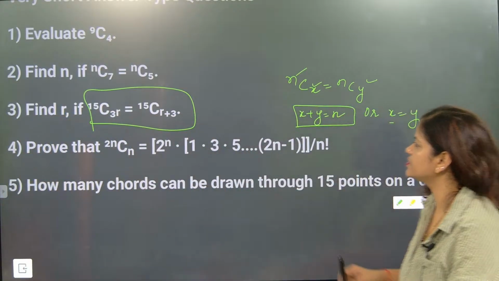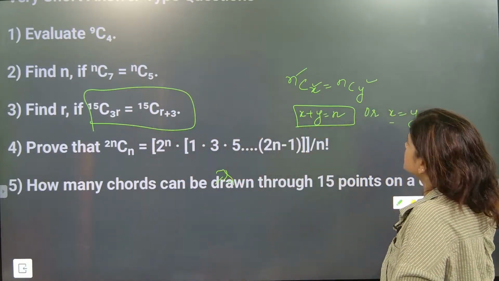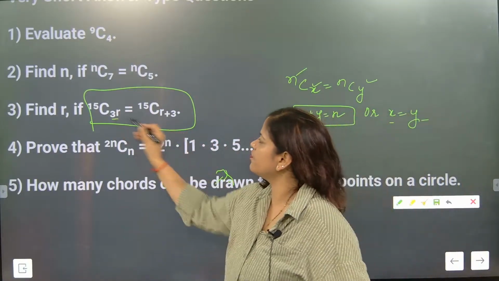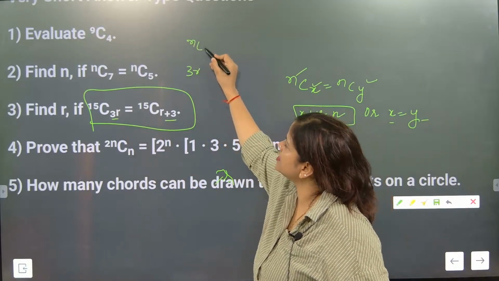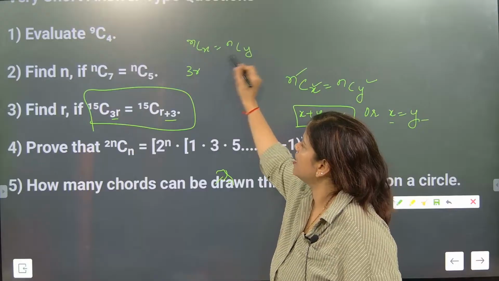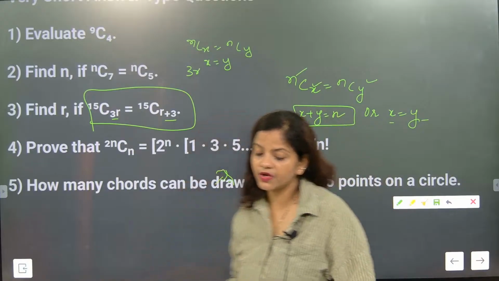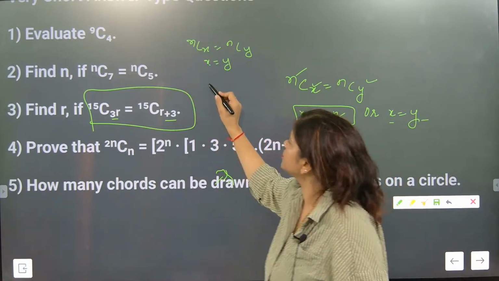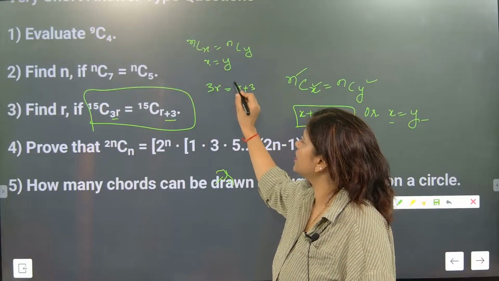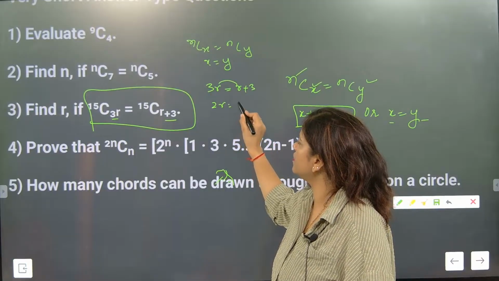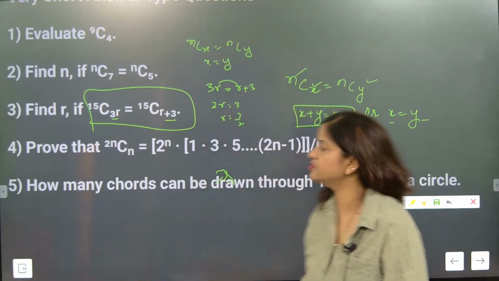So for our question, this is exactly fitting our formula. Since it is fitting our formula, first we can write this equal to this, that is x is equal to y. When nCx is equal to nCy, our first priority is x equal to y. Let's check if it is possible to get the answer from x is equal to y. So now, 3r equal to r plus 3. If you shift, 2r equal to 3, r is equal to 3 by 2. We know that a term cannot come as a fraction, so not possible.